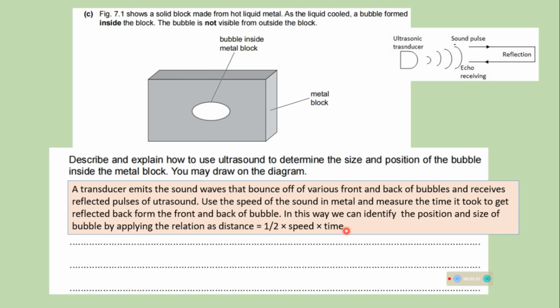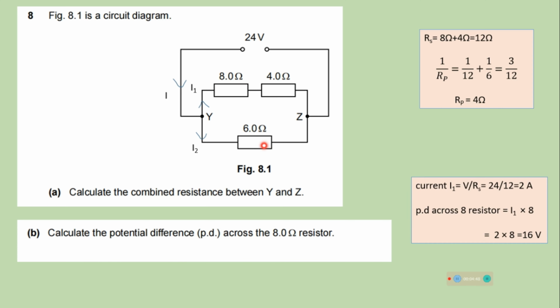This figure is a circuit diagram. Calculate the combined resistance between Y and Z. Here we can see that the 8 ohm and 4 ohm resistors are in series, so it is 12 ohm, and then the combination of 12 ohm and 6 ohm resistors are in parallel. So the resultant resistance will be 1 by Rp is equal to 1 by 12 plus 1 by 6, where P stands for parallel. So the resultant will be 4 ohm.